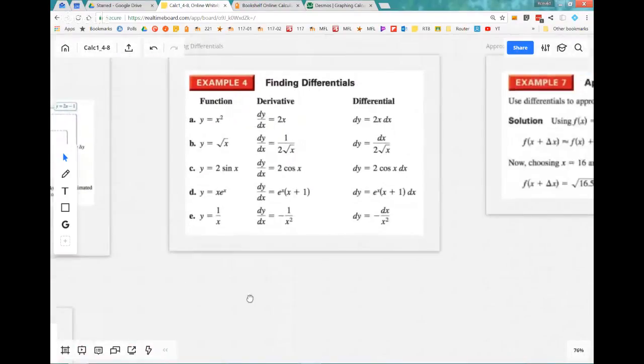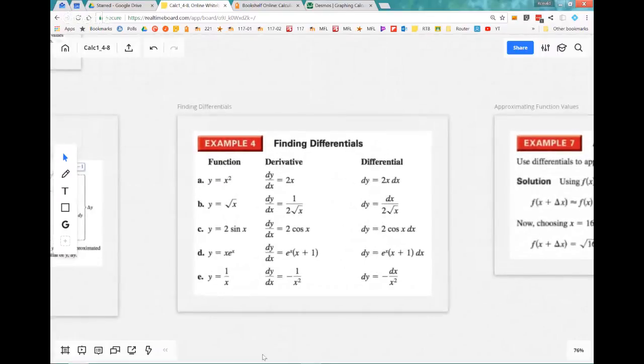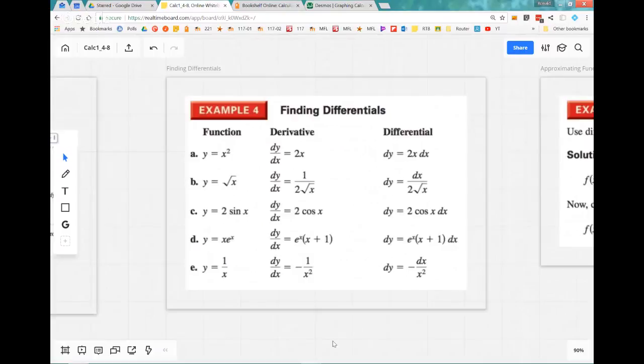Okay, so let's just practice a little bit here. So first, let's find some differentials. You got the function x squared. The derivative of both sides, dy/dx equals 2x. So thinking of dy/dx as a ratio, get rid of the dx. Multiply both sides by dx. Differential, dy equals 2x dx.